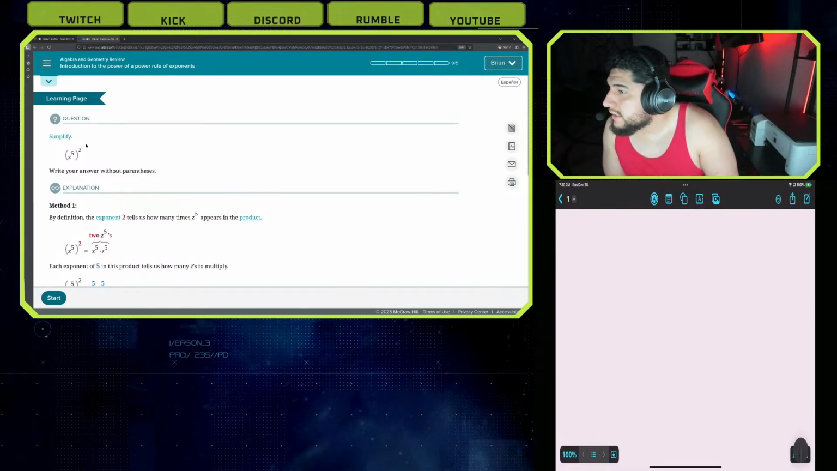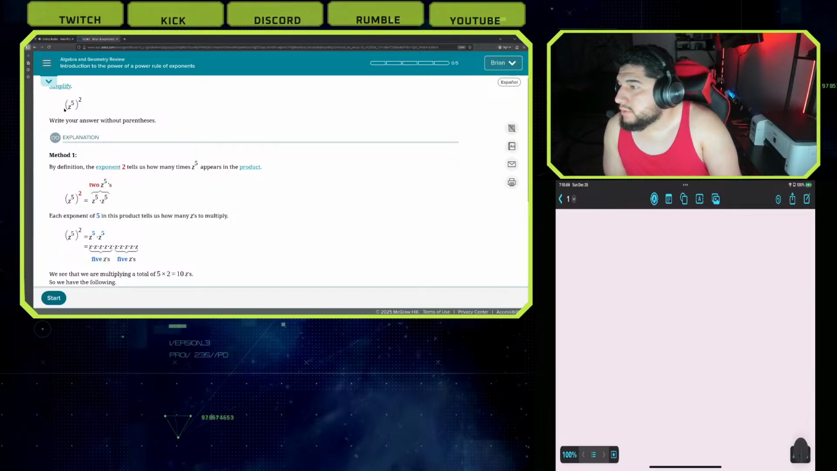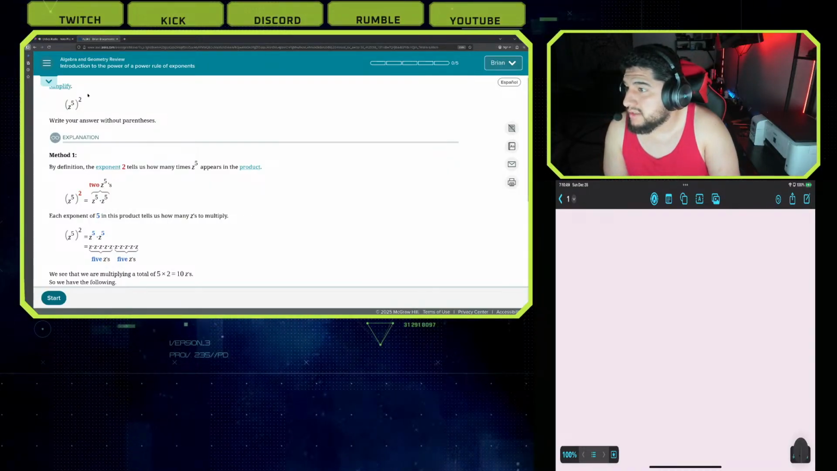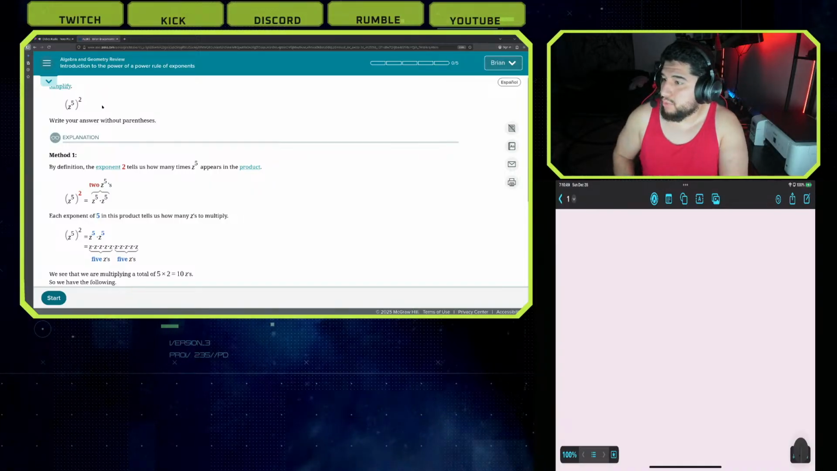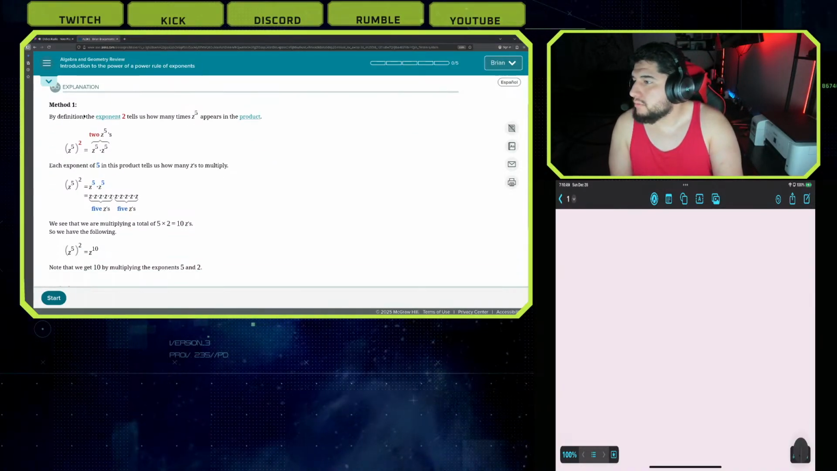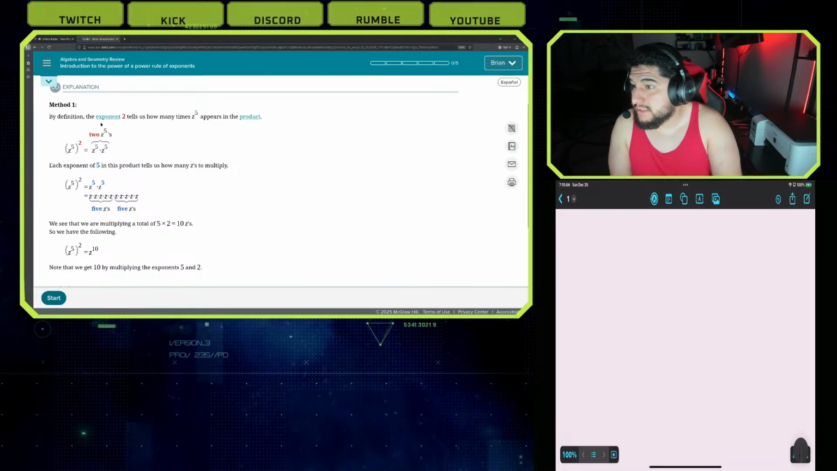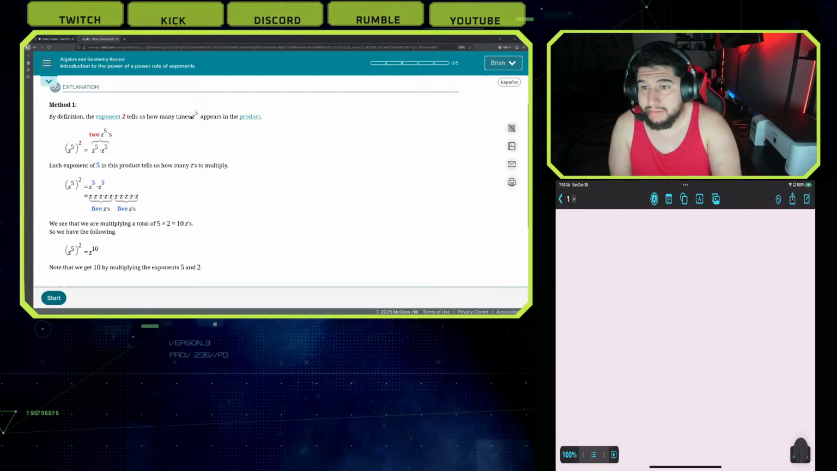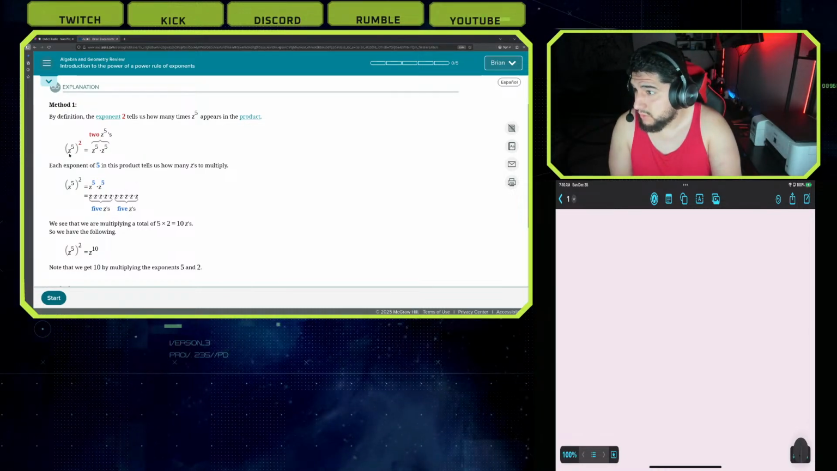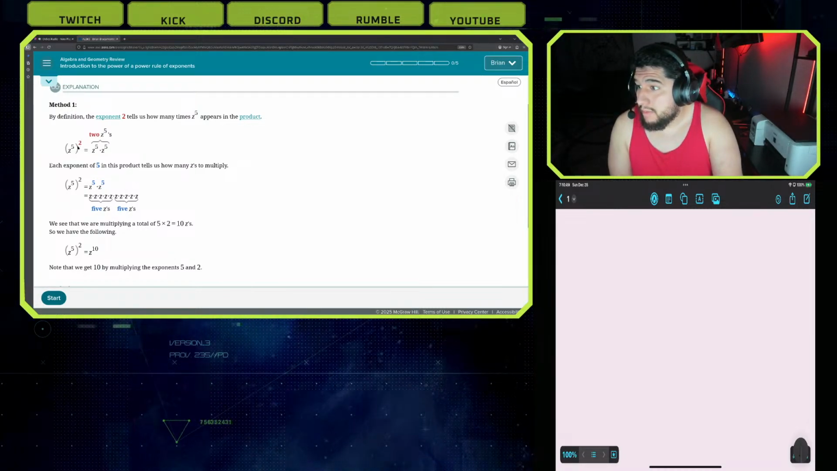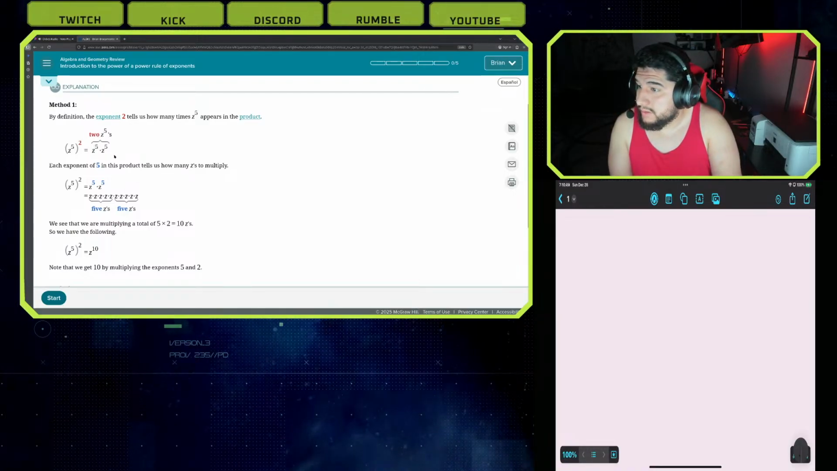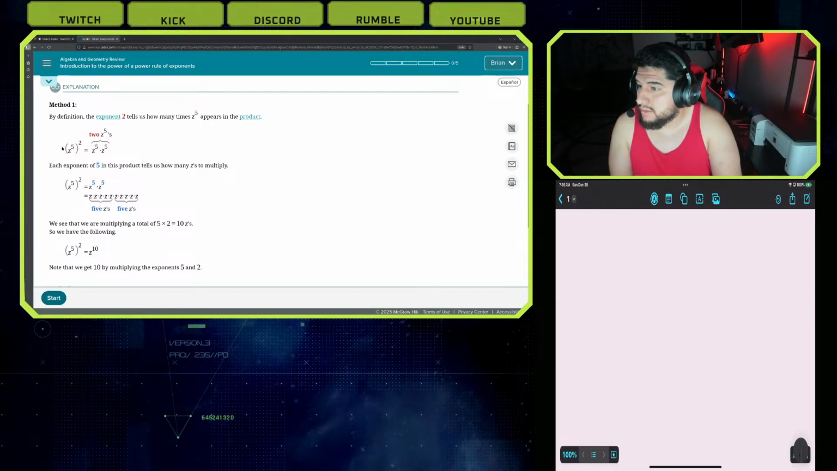Alright. Simplify. Question. So we have a variable to the 5th power and all that to the 2nd power. Write your answer without parentheses. So I'll just continue reading it. Method 1. By definition, the exponent 2 tells us how many times z to the power of 5 appears in the product. So z to the fifth power, all that to the second power means that there's two z to the fifths. Alright, so there's two of these.